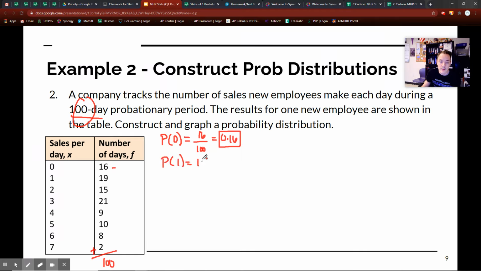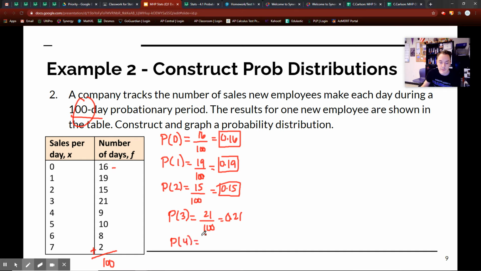Probability of 1 equals 19 all over 100. But this equals 0.19. So probability of 2 equals 15 all over 100. So this equals 0.15. Probability of 3, that's going to be 21 all over 100. So this is 0.21. Probability of 4 equals 9 all over 100, which is the same thing as 0.09.